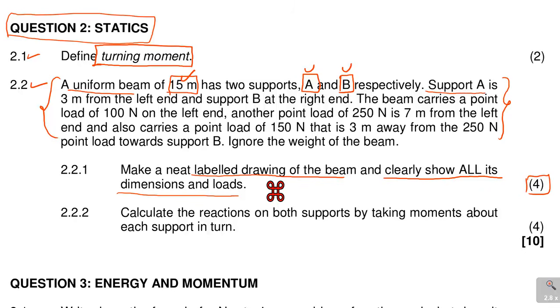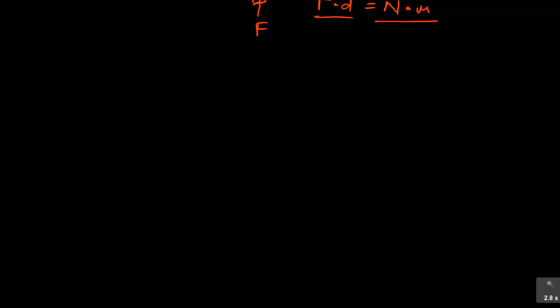Then they talk about support A now. Say support A is 3 meters from the left, so it's 3 meters from the left end, which is also key. So we start looking at that. I can now draw that statement. First, let's have the first part of the statement.